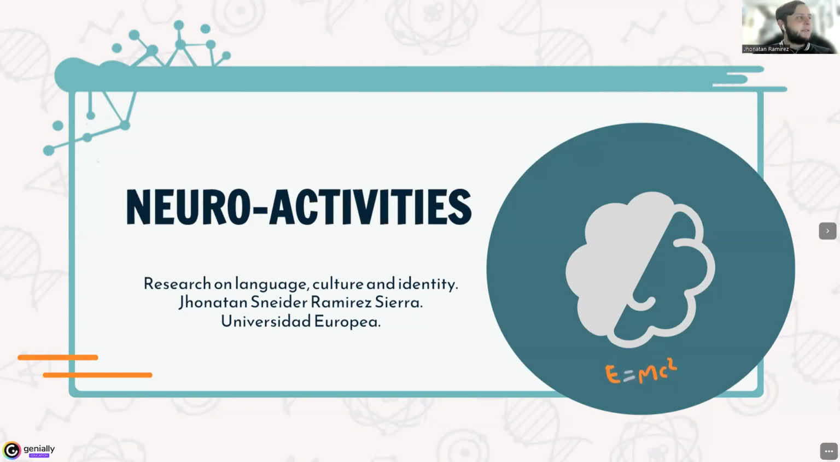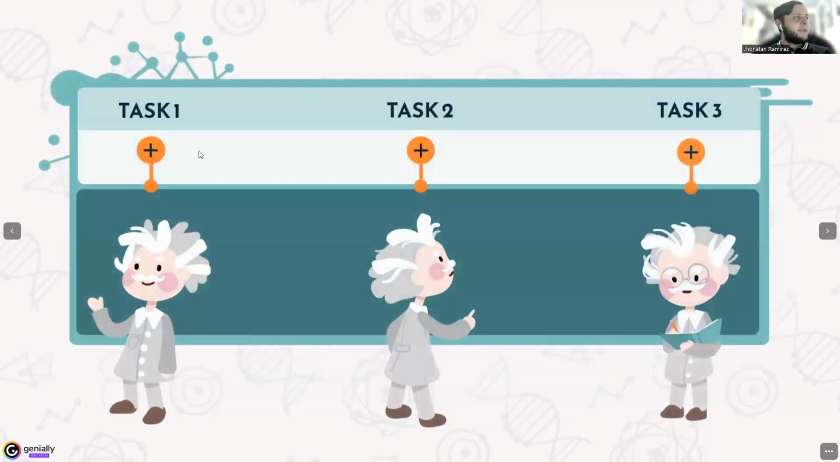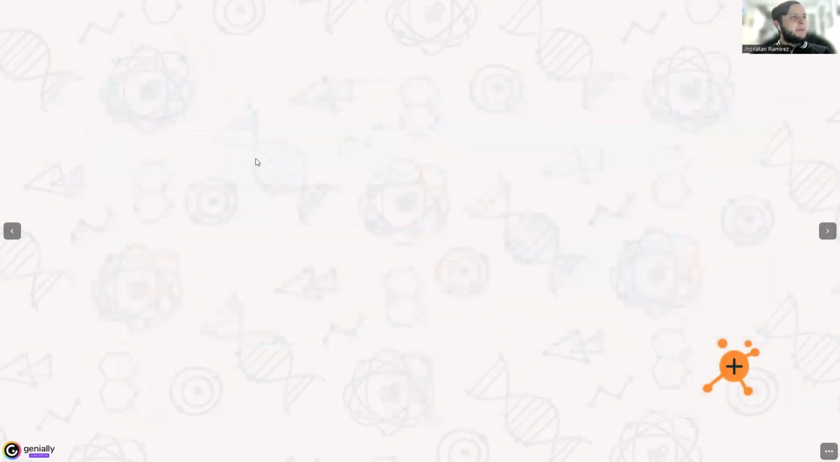I'm Jonathan Ramirez, and for today we are going to talk about neuro activities, okay? This presentation is going to be divided into three different tasks, where basically there will be a different activity with different population and different strategies, okay? So let's start with the activity number one.